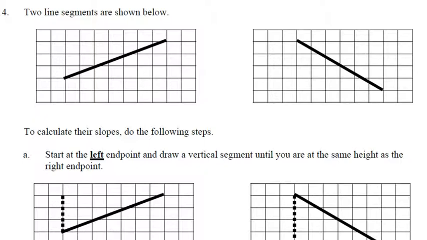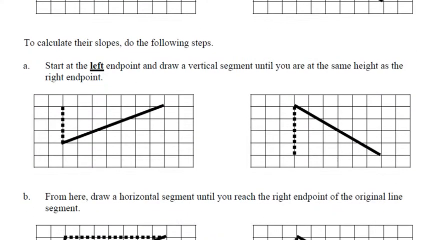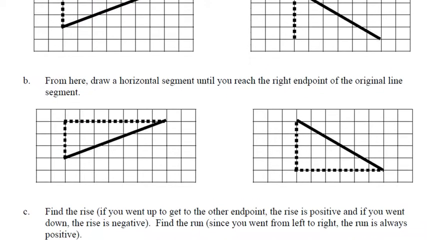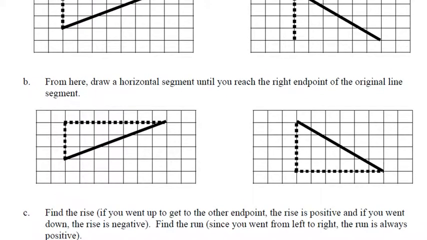Okay, two line segments are shown below. To calculate their slopes, do the following steps. Start at the left endpoint and draw a vertical segment until you're at the same height as the right endpoint. So start left, go up or down, in this case up, in this case down. From here, draw a horizontal line segment until you reach the right endpoint of the original line. So we're starting on the left edge, going up or down until we reach the same height as the other end, and then we go across, to the right.